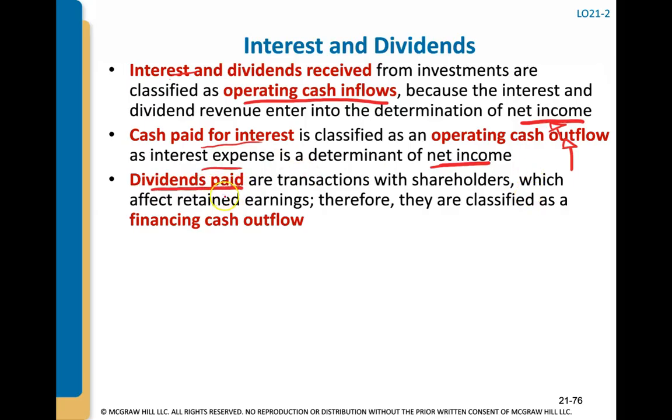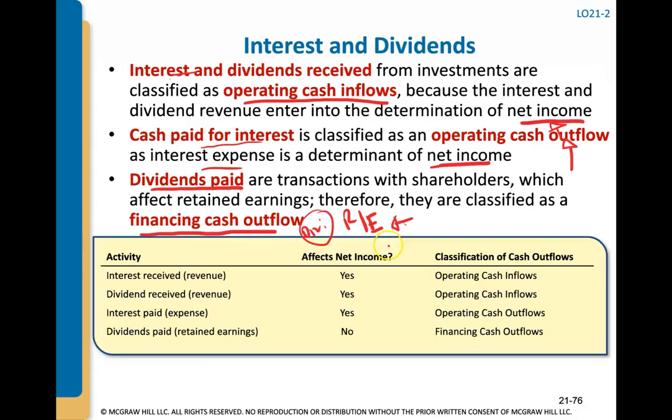Dividends paid, meaning we as a company paid out dividends to our own shareholders, are a component of retained earnings, because I'm going to debit retained earnings and credit cash, and that's going to be a financing cash flow. Remember, there's no such thing as dividend expense, so it's never in our net income to begin with. So this is classified as a financing cash outflow if we did pay cash dividends.